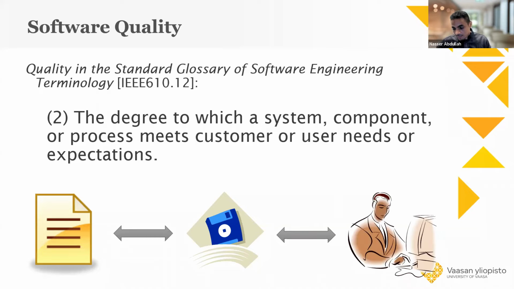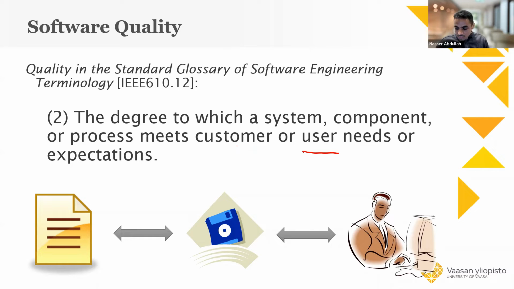From the same resource, IEEE also says the second part of software quality is the degree to which the system, components, or process meet the customer or user needs or expectations. So the second part is focused on the user or the end need.